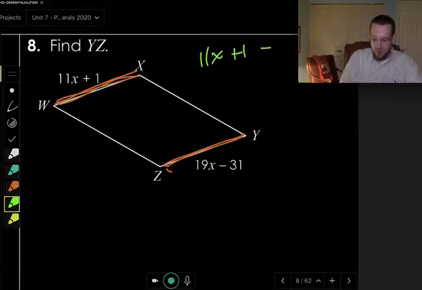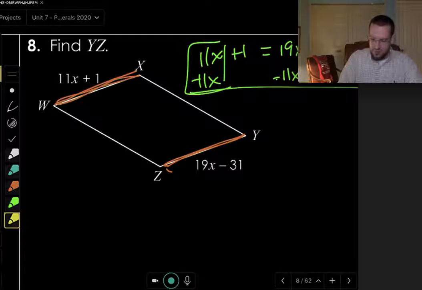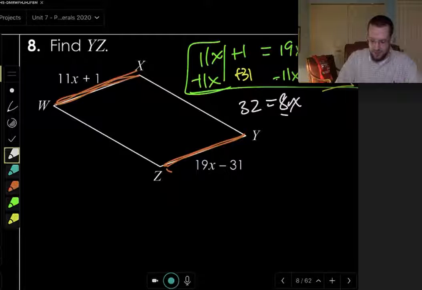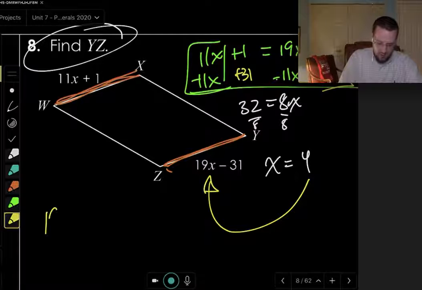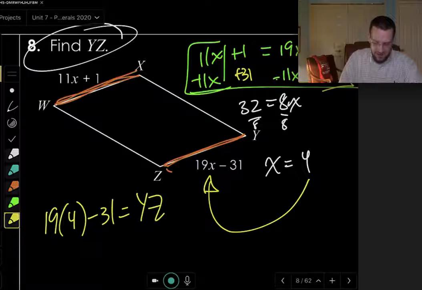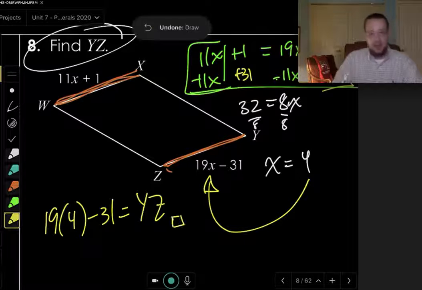So for here, all we really need to do is set up this equation. I'm going to balance this equation, so I'm going to subtract x from both sides. That will balance this side, and then I'm going to balance the other side, and so I will have 32 is equal to 8x. Then divide both sides by 8, and we find that x is equal to 4. But notice we wanted to find YZ, so we're just going to take that 4 and plug it back in and get our answer.